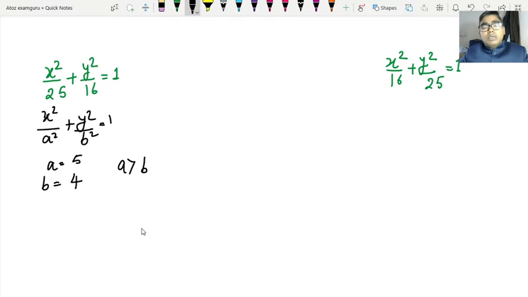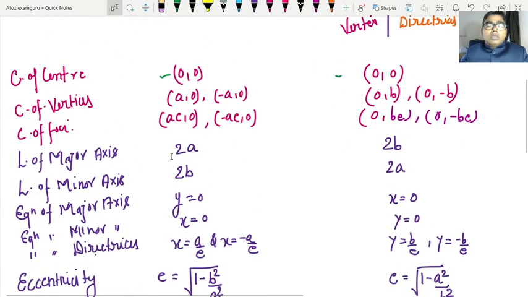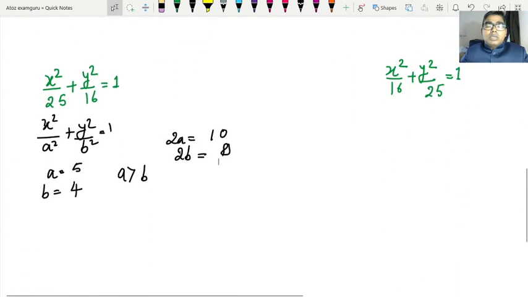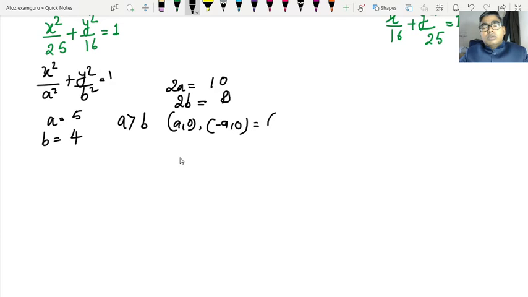Now we have to calculate the major axis. So what is the major axis? It is 2a, it means it is 10. Minor axis is 2b, so it is 8, right? And now you have to calculate the vertices: a comma 0 and minus a comma 0, so 5 comma 0 and minus 5 comma 0.